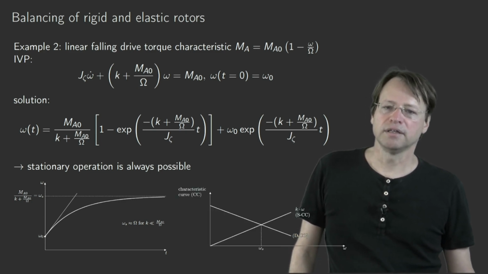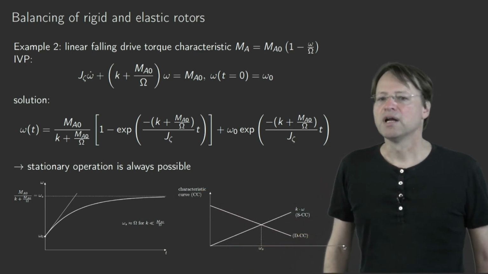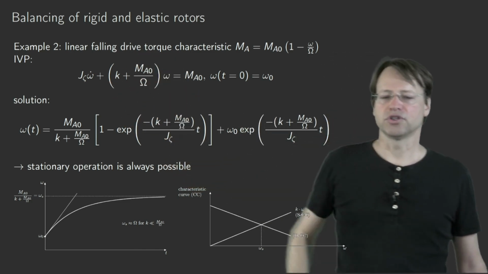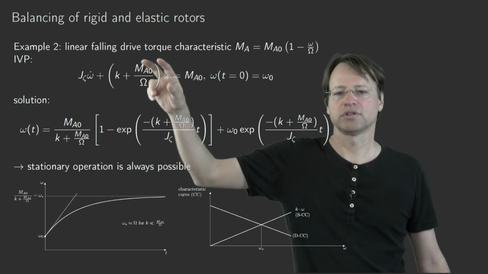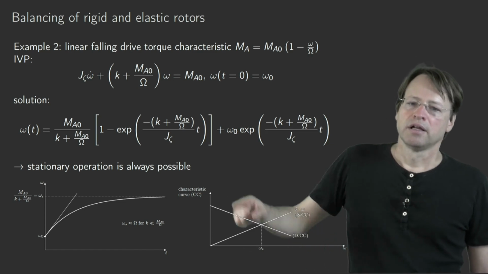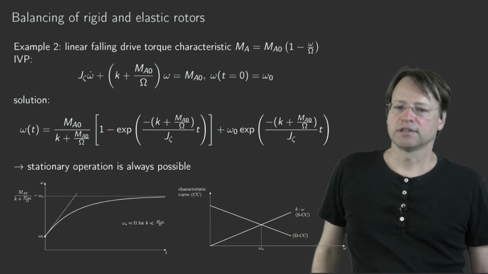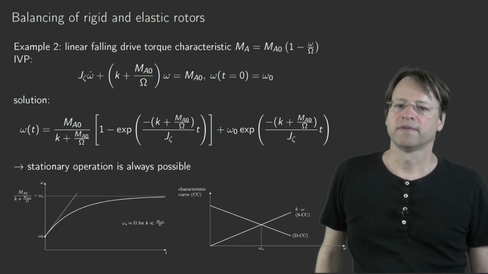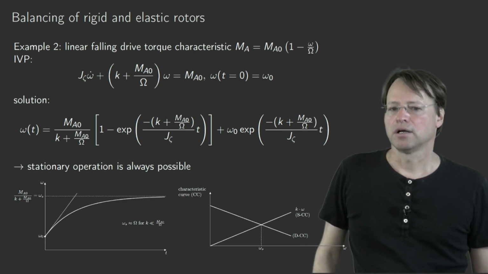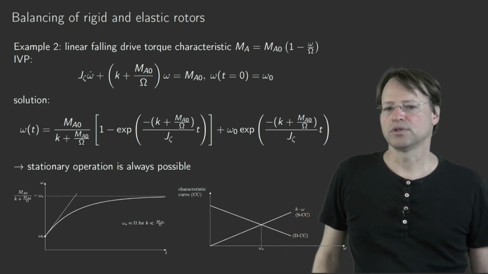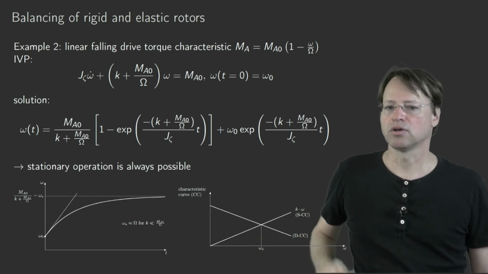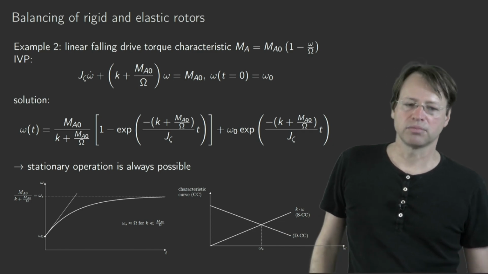Okay. Finally, we can also look at the characteristic curve, where now the system characteristic curve has to take into account that coefficient here. So we balance this coefficient with respect to omega and MA naught. So we have two lines, the falling line of the driving characteristic curve and the increasing line of the system characteristic curve, so the torque increases linearly with omega. And these two lines have to cross. So there must be, and there is always, a stationary operation possible.